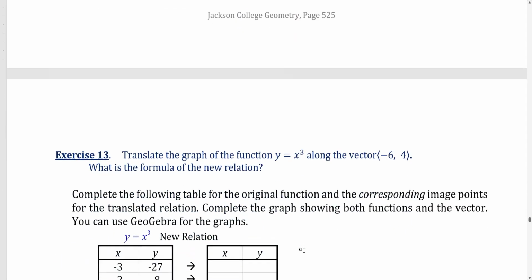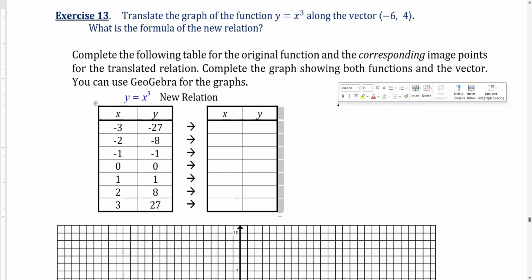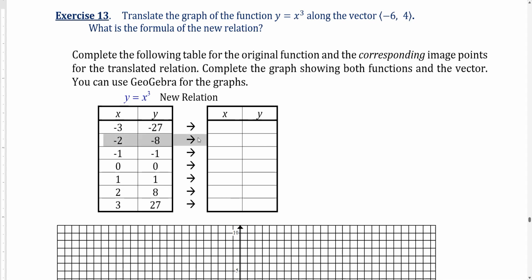It works out. So here's an exercise for you to do. Translate the function y equals x cubed by the vector negative 6, 4. First of all, what's the formula of the new relation? Set up the new table for this, not just any table for the new relation, but one that matches up pre-image to image, thinking of it as a translation, okay? And then graph both the original graph and the graph of the image, pre-image and image.